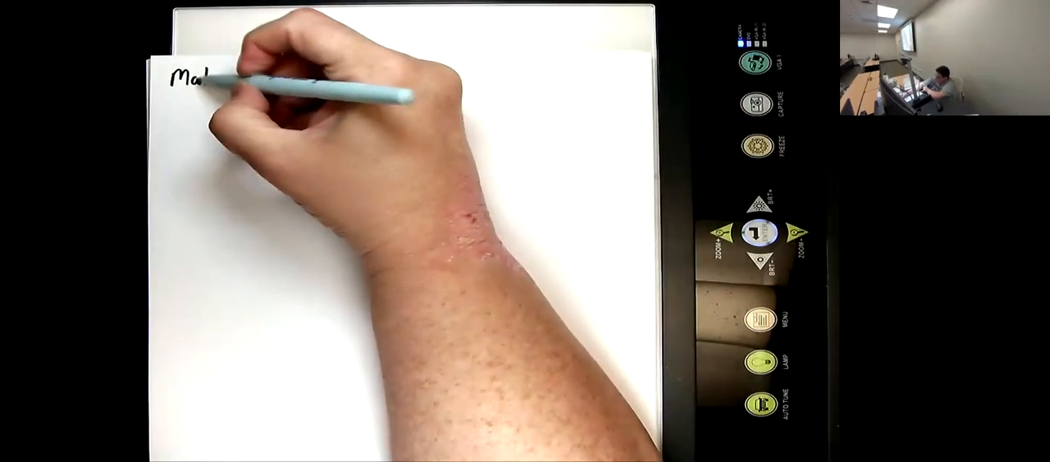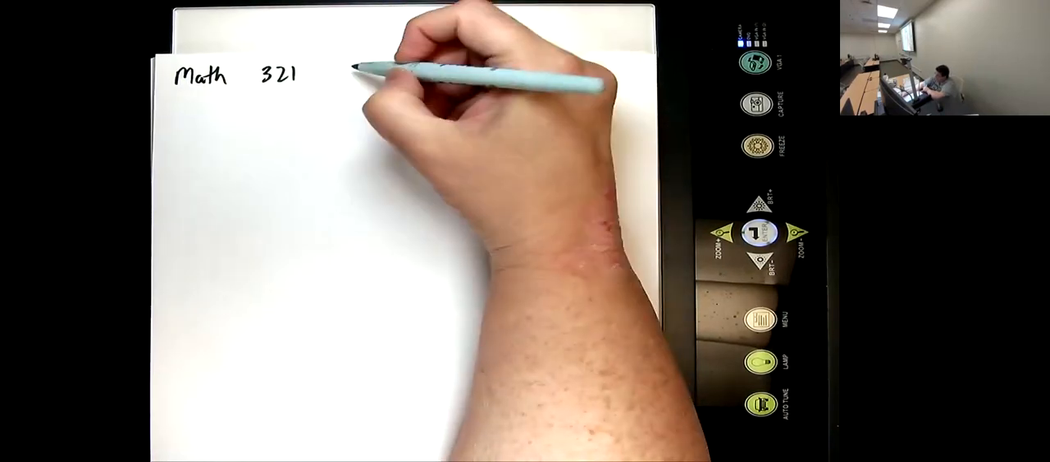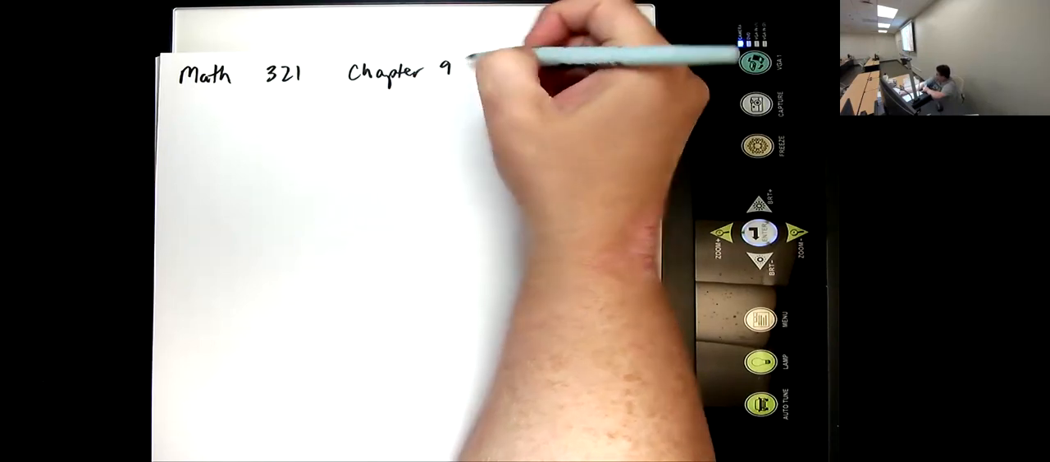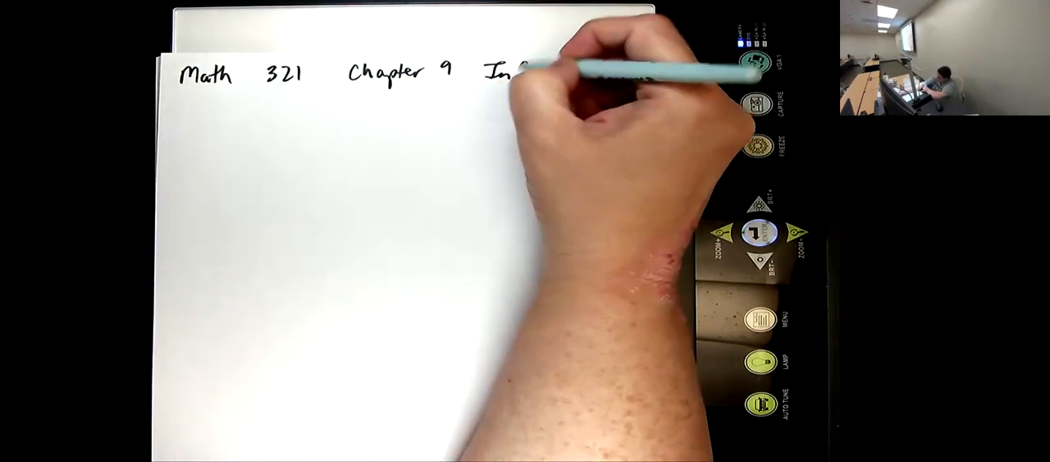Matthew 21, we're going over chapter 9 stuff. We'll see what we get done today. Chapter 9, like processes, the inferential statistics part.